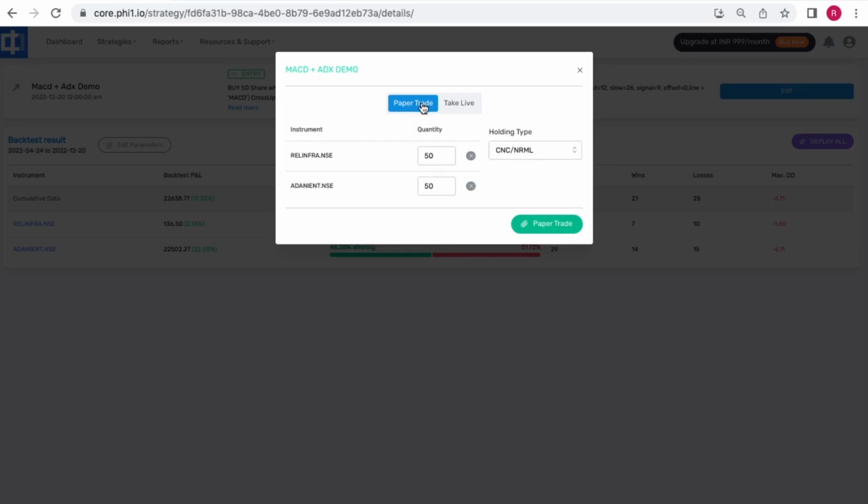If you're happy with your paper trading results, click Take Live, select a broker and click Take Live. What this will do is automatically execute your strategy when your entry and exit conditions are met, which means you don't have to stay glued to your screen, and Phi 1 core can truly automate your strategy.